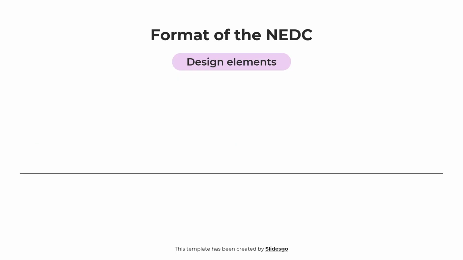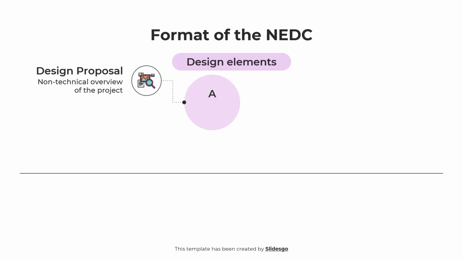Now let's take a closer look at each of these design elements, beginning with the design proposal, which is a non-technical overview of the project, from the specific challenge and user base to the final design after multiple prototype iterations. The design proposal tells the story of your idea and what your ultimate product became.